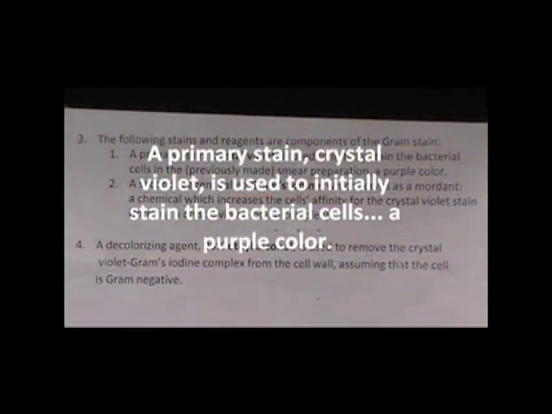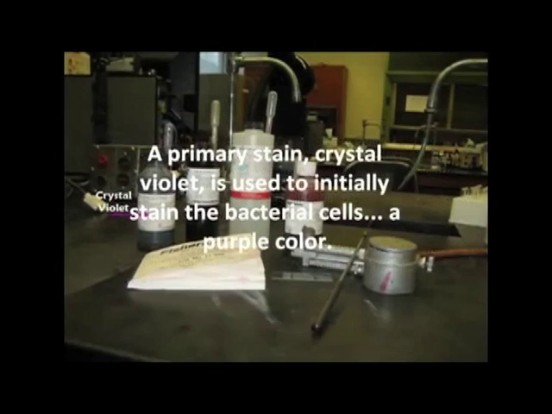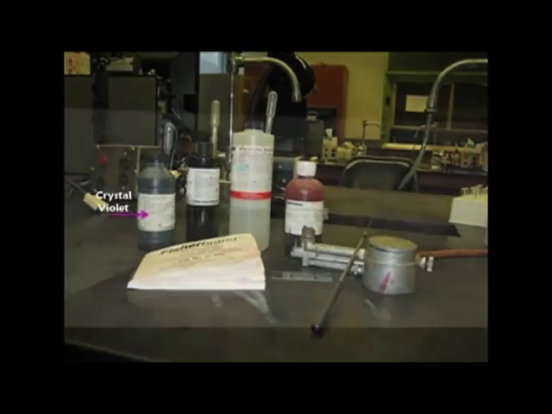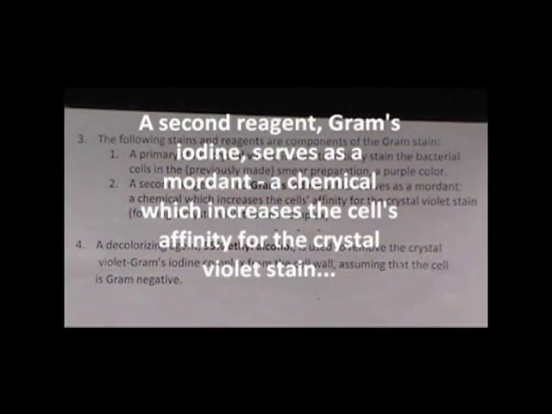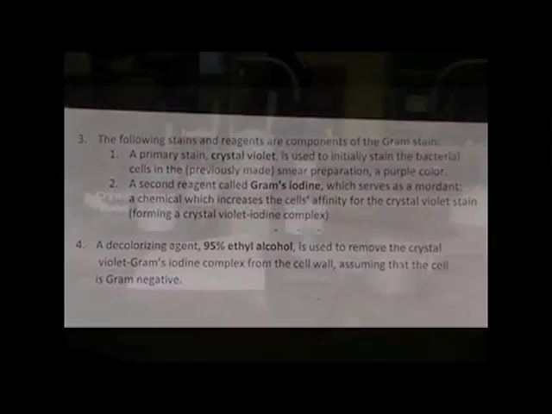A primary stain, crystal violet, is used to initially stain the bacterial cells in the previously made smear preparation a purple color. A second reagent called Gram's iodine, which serves as a mordant, a chemical which increases the cell's affinity for the crystal violet stain, forming a crystal violet iodine complex.